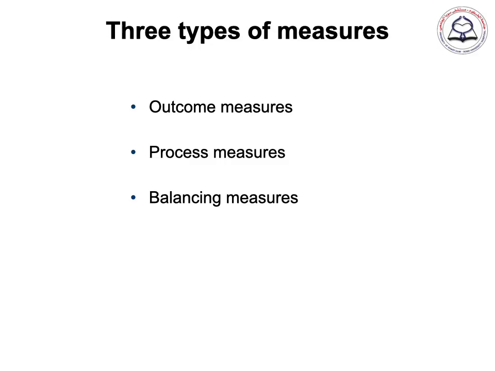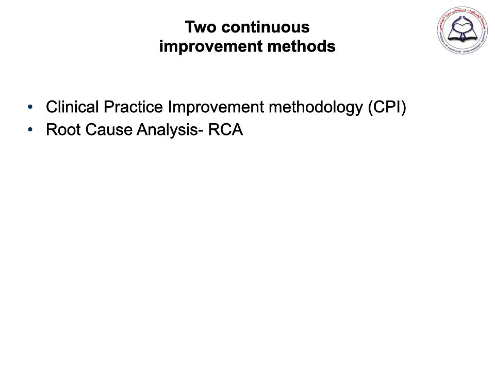The third measurement is the balancing measures. Here we want to make sure that the change we implemented does not lead to additional problems. For example, if you want to reduce the hospital length of stay, you don't want the population to have an increased rate of readmission. In this session, we are going to highlight two continuous improvement methods. One of them is clinical practice improvement methodology, CPI, and root cause analysis, RCA.